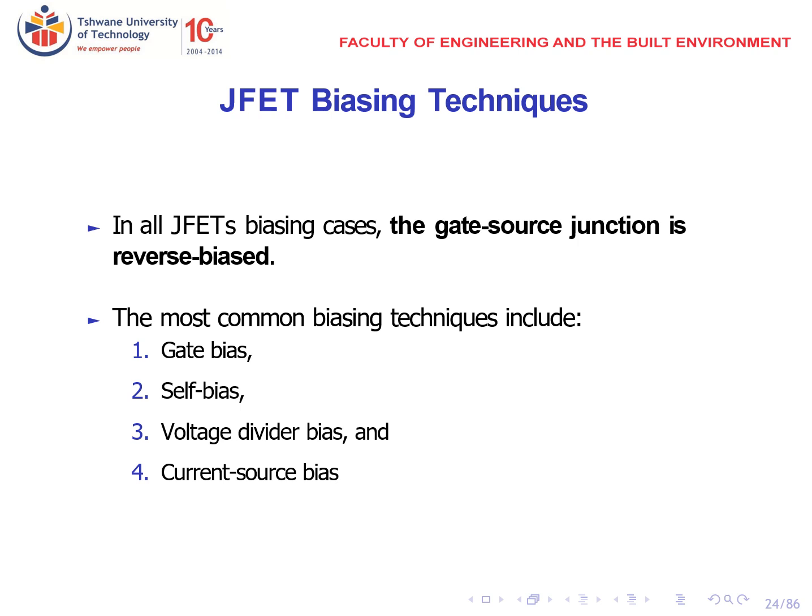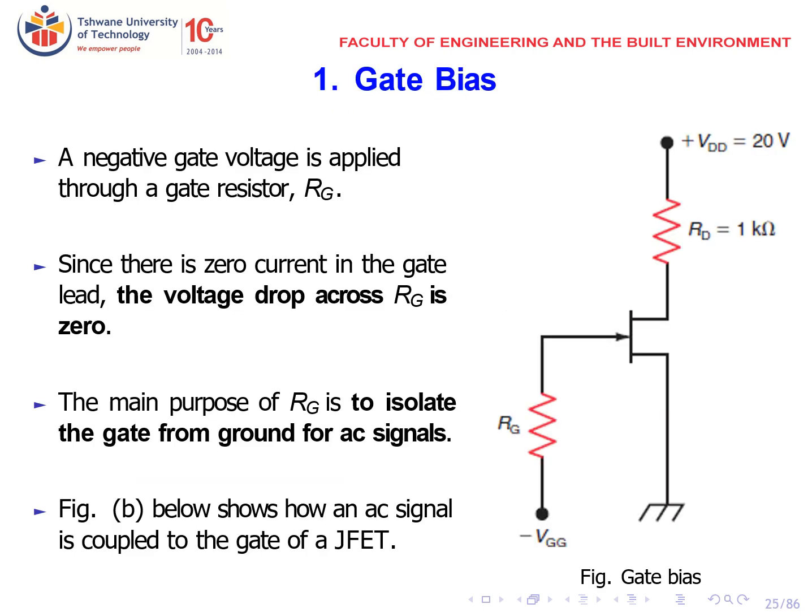JFET biasing techniques. In all JFET biasing cases, the gate source junction is reverse biased. The common biasing techniques include gate biasing, self-biasing, voltage divider biasing, and current source biasing. We start with the gate biasing.